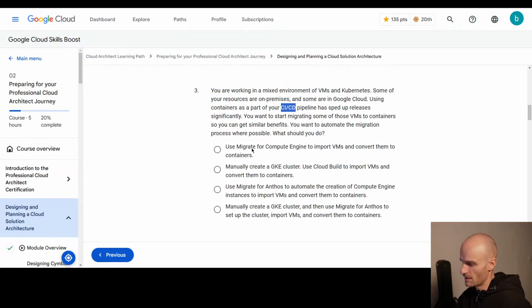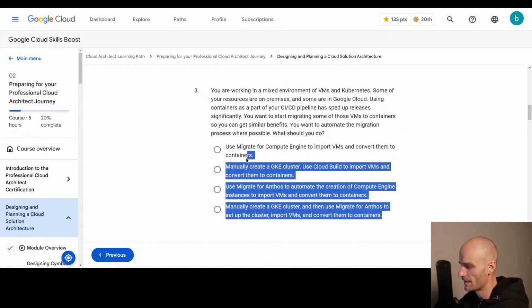Manually create a GKE cluster. Use Cloud Build to import VMs and convert them to containers. Use Migrate for Anthos to automate the creation of Compute Engine instances to import VMs and convert them into containers. Manually create a GKE cluster and then use Migrate for Anthos to set up the cluster, import VMs and convert them to containers. I have no idea.